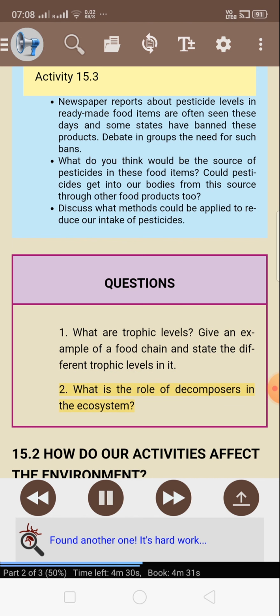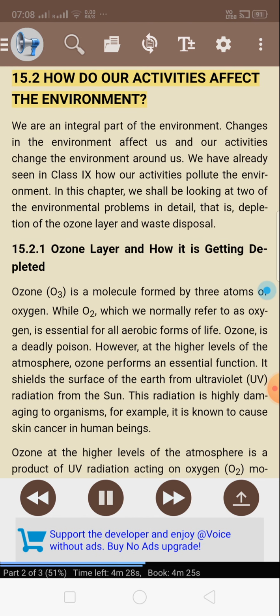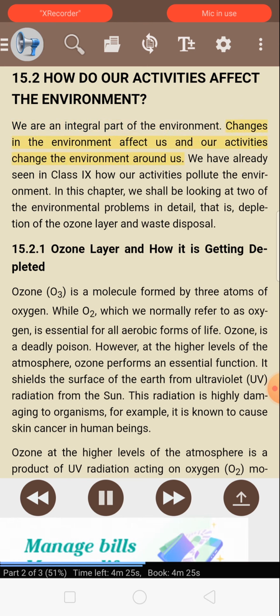2. What is the role of decomposers in the ecosystem? 15.2 How do our activities affect the environment? We are an integral part of the environment. Changes in the environment affect us, and our activities change the environment around us. We have already seen in class 9 how our activities pollute the environment.